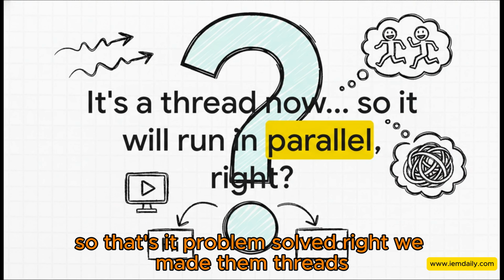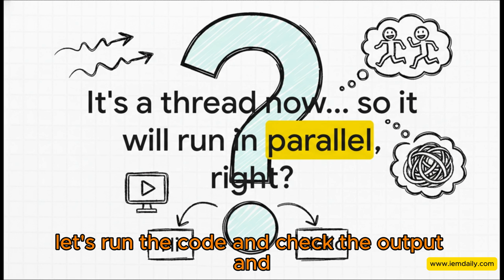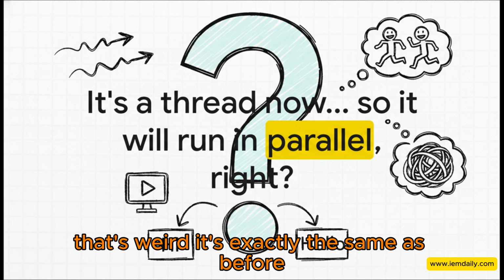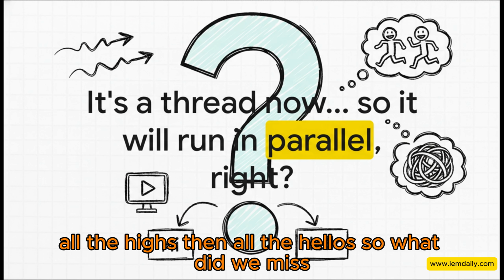So that's it. Problem solved, right? We made them threads, so they should just run in parallel. Let's run the code and check the output. And, that's weird. It's exactly the same as before. All the hi's, then all the hellos. So what did we miss?